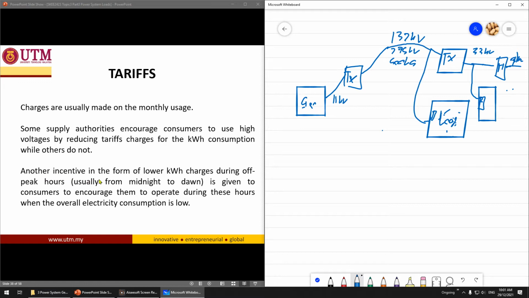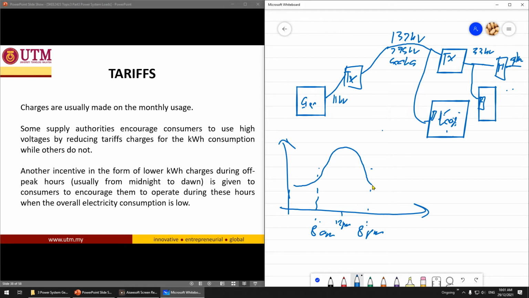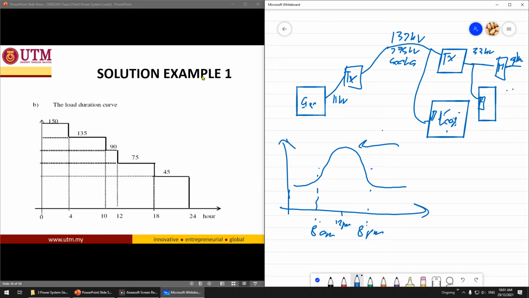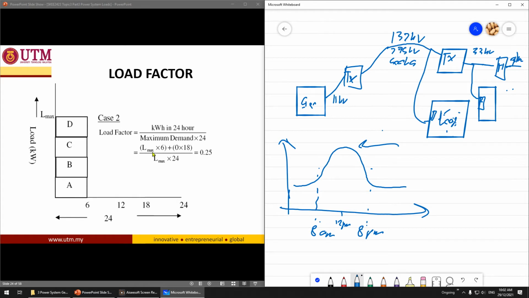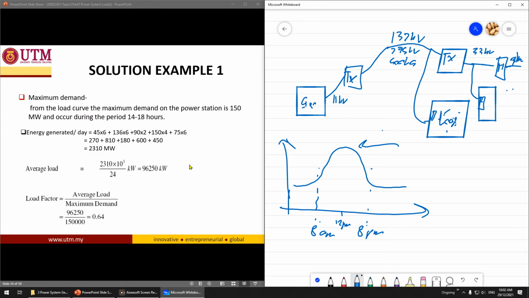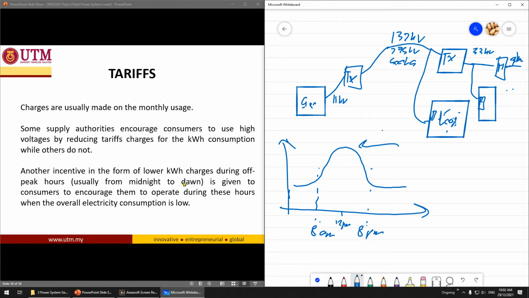And then point number 3, another incentive is to lower the kilowatt charge during off-peak hour. As I mentioned before, this one is around 8 p.m., 8 a.m., this one is 12 p.m. The load profile commonly looks like this: during the day it is very high and this is very low. When the peak load is very high, it's not very good. Let me show you this one back, the load factor. If this one is much better, this one is not. So when this happens, it's not very good. So how to overcome this? They make an incentive. For example, this is 0.3.